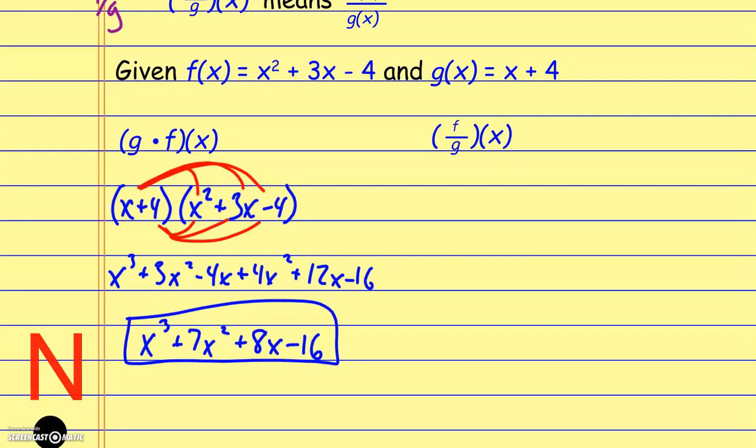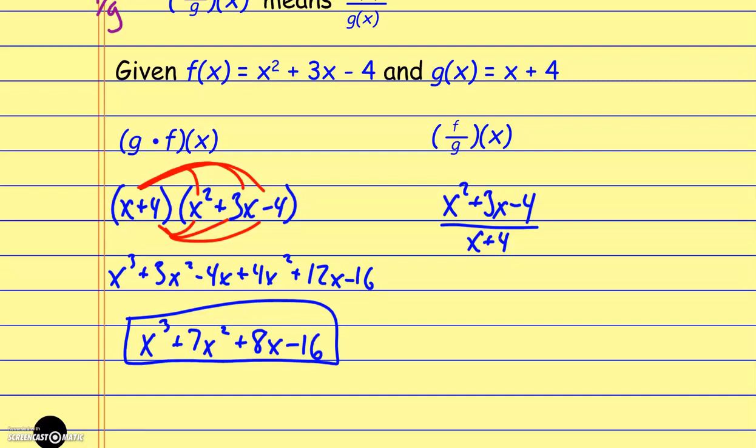When I look at the next one, again, the order here is important because I'm doing f divided by g of x, so I have to do the f of x function, which is the x squared plus 3x minus 4, divided by the g of x function, which is the x plus 4. And now from here, in order to do this division, I could do long division, or with this one, I would probably do synthetic division.